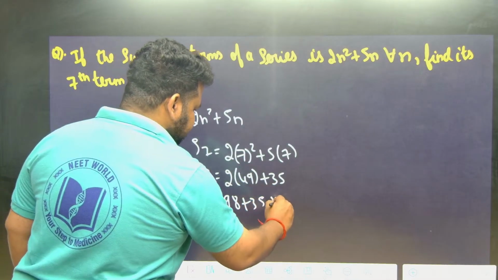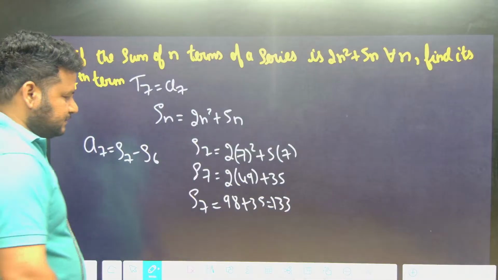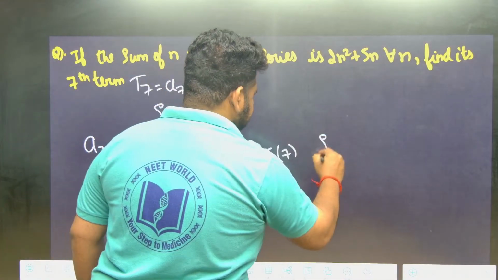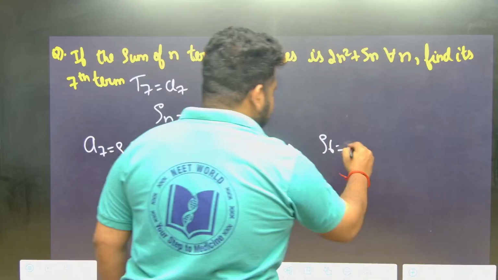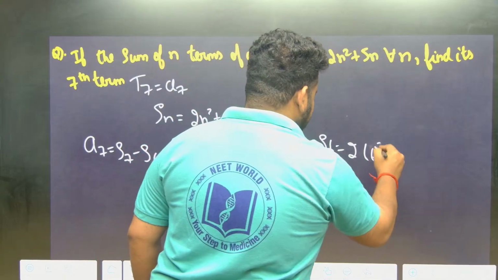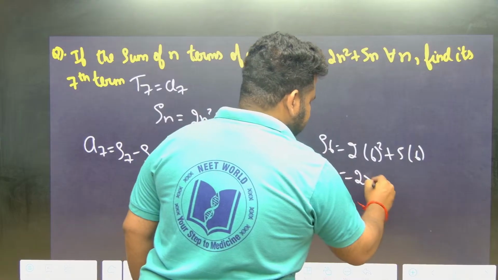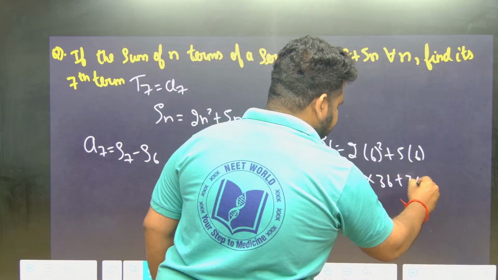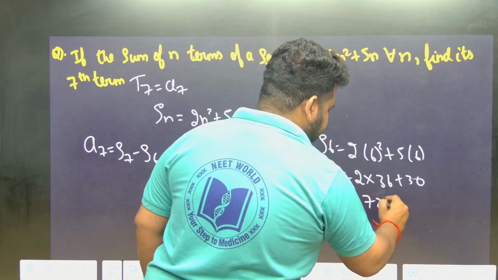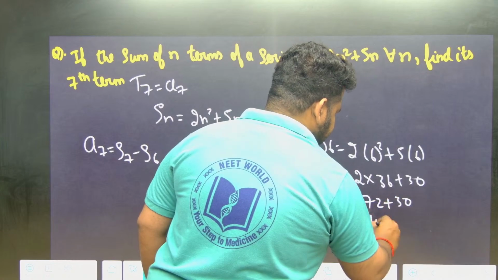133. Then we want S6. S6 will be equal to what? 2 times 6 square plus 5 into 6. So 6 square is 36, 2 into 36 is 72, plus 5 sixes are 30, that is 102. We got it.